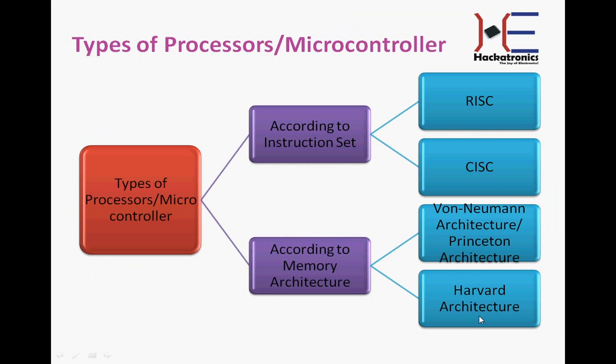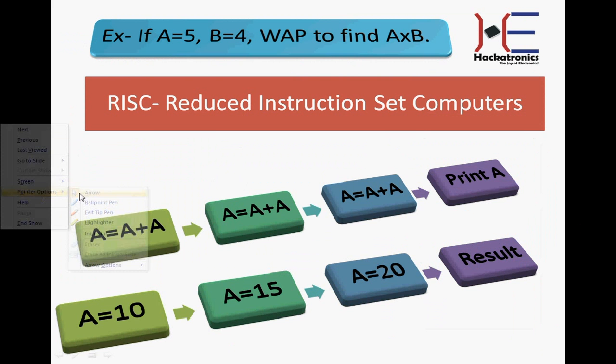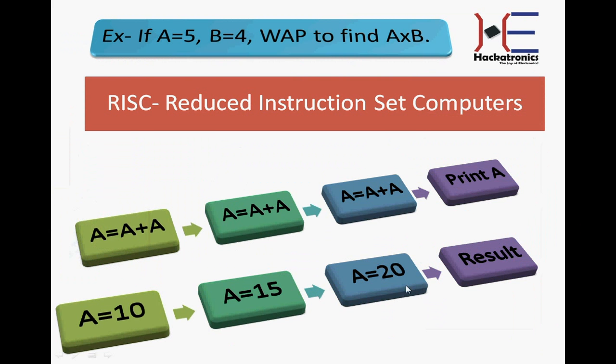I will take a help of an example to explain RISC and CISC. Consider a case where you have to write a program to find A cross B, where A equals to 5 and B equals to 4. Now, go back into your childhood memories. How did you perform a multiplication of 5 and 4? If I guess, you would have added 5 4 times, that is 5 plus 5 equals to 10, then 10 plus 5 equals to 15, and then 15 plus 5 equals to 20, and 20 is the answer.